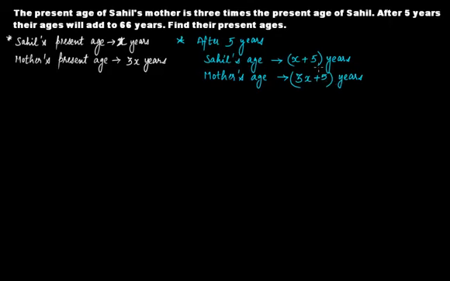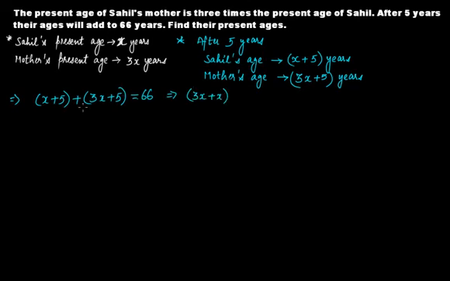If you add these two, this should be equal to 66 years because this is given here. So adding these two ages, that is x plus 5 plus 3x plus 5 is equal to 66, right? Now if you solve it, this is x, this is 3x, so these are actually what? Like terms, right? 3x and x. So if you add like terms, you get 3x plus x.